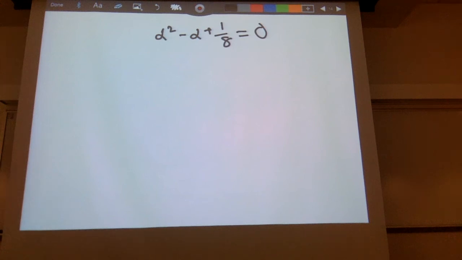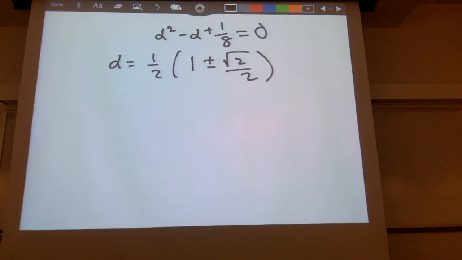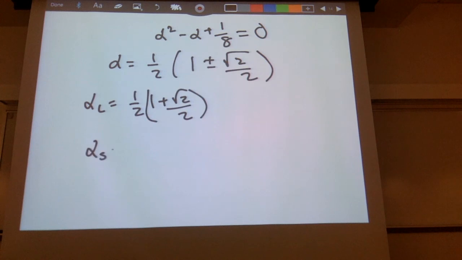So to solve this, all we have to do is solve a quadratic. From our quadratic, what we find in this case is that alpha is either equal to, let's write it out this way, 1/2 of 1 plus or minus the square root of 2 divided by 2. So that means alpha large is going to be 1/2 of 1 plus the square root of 2 divided by 2. So this is alpha large. And then alpha small is going to be 1/2 of 1 minus the square root of 2 divided by 2. So these are the two different alphas.